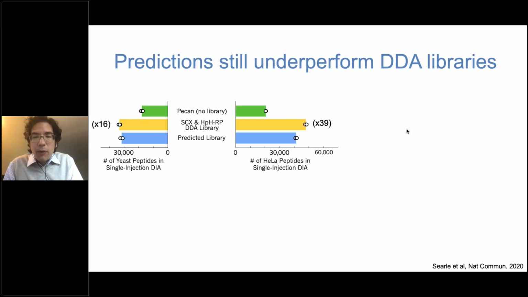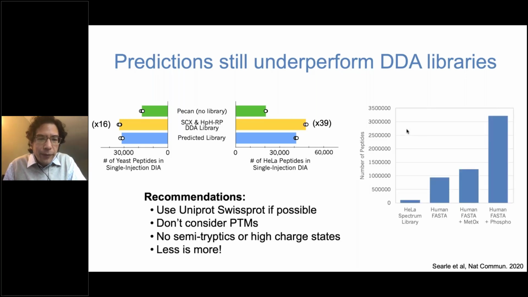That said, they don't require any DDA experiments. And so you skip the fact that you have to generate this SCX and high pH reverse phase using 16 different injections for the yeast library and 39 injections for this HeLa library. So all of that work is essentially forgone by just using these predicted libraries. So they actually are very powerful, but they're not as powerful as some of these DDA libraries that are built on a sample-specific basis. The reason behind this is actually because of the number of peptides you end up having to search.